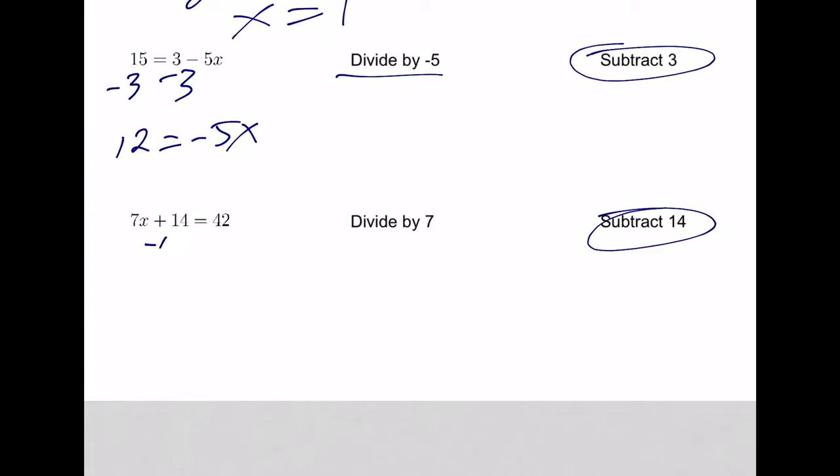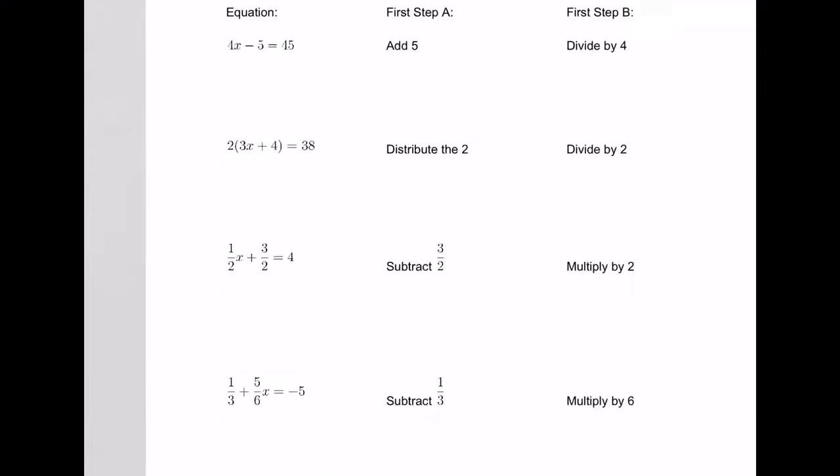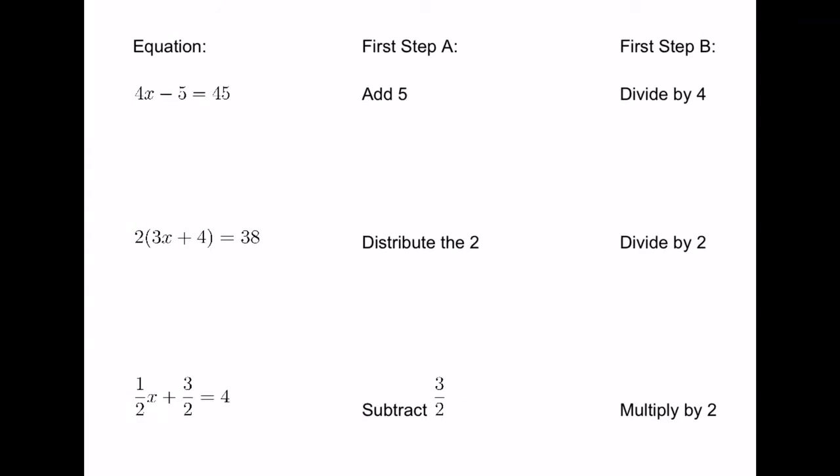Again, subtracting 14 is the first step. If you're not getting it, you subtract or add before you divide. So we have 7x is equal to 28, and then we divide by 7 to get x equals 4. On to the back. With 4x minus 5, the first thing we do is add 5.